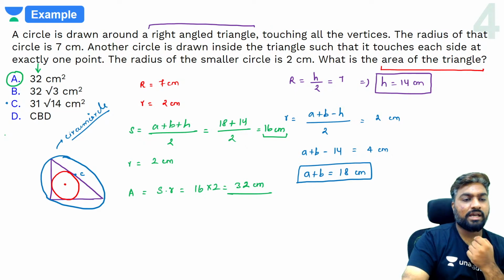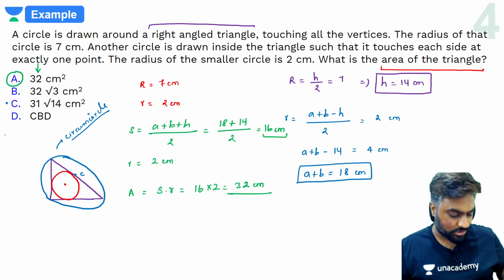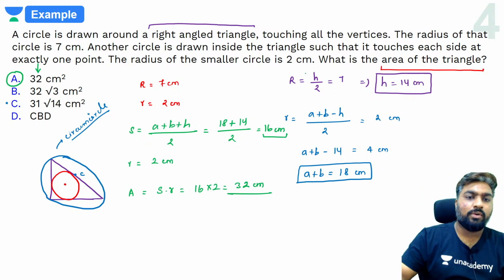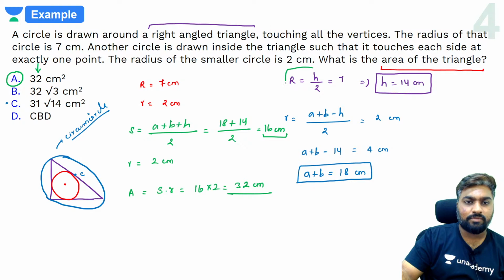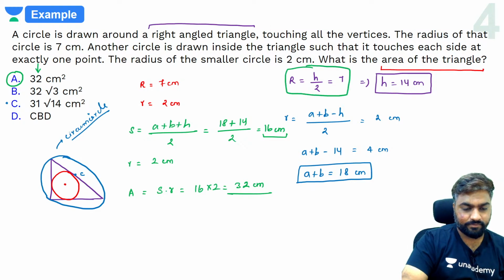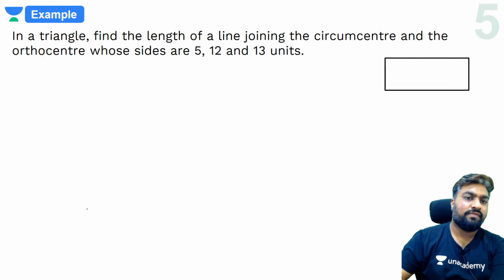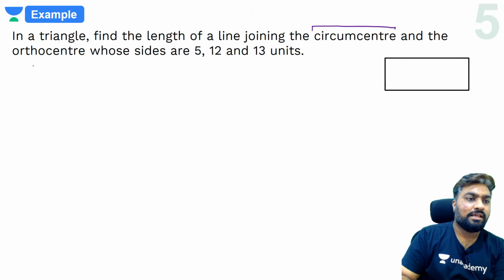Chalo. Next, so you can also try this. You can also try this question using regular methods, but without knowing some properties, this question is not possible to answer. Yes, ये सब जानना बहुत जरूरी है. Chalo, let's see if you can answer this question now quick. In a triangle, find the length of a line joining the circumcenter and the orthocenter, whose sides are 5, 12 and 13.